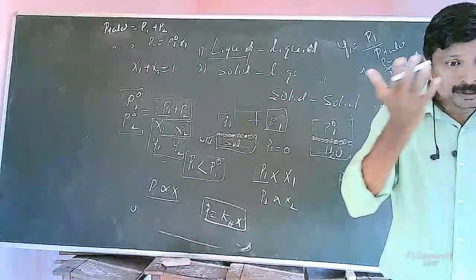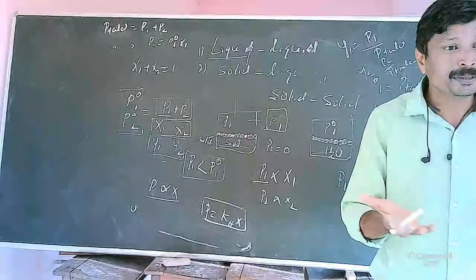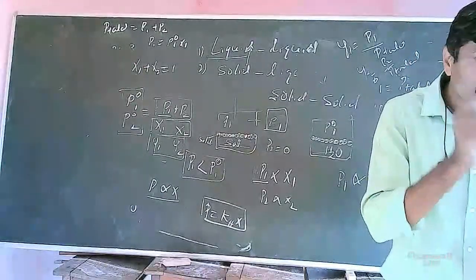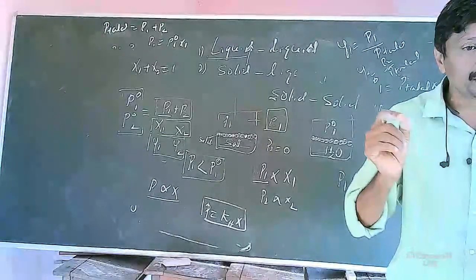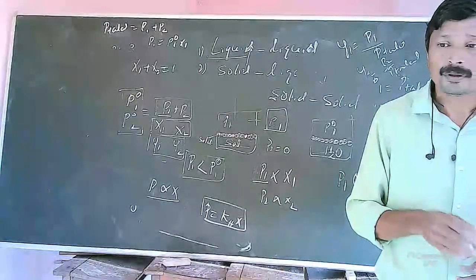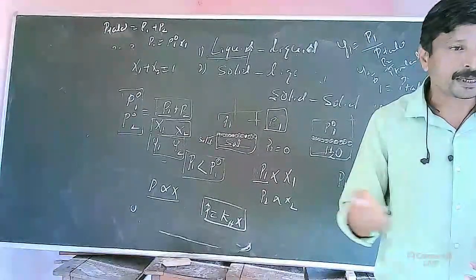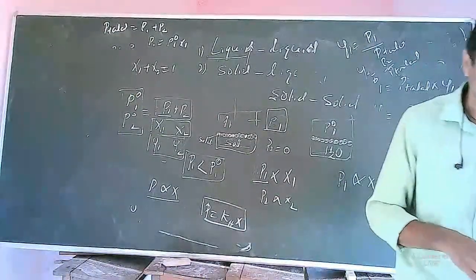Both are volatile. In the solution, in the vapor there will be two vapors. Then Raoult's law applies: partial pressure of each component is directly proportional to its mole fraction. Similarly, partial pressure of the second component is also directly proportional to its mole fraction.